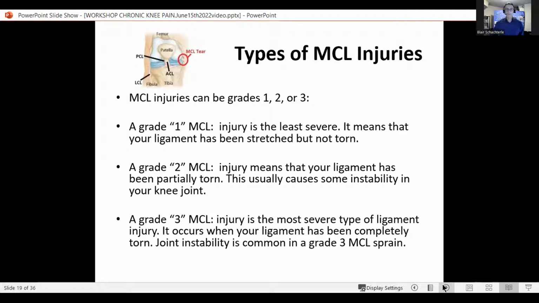There's different types of medial collateral ligament injuries. And so there's first degree, which is the least severe, which means the ligament has been irritated but not physically torn. Second degree, there's a partial tear of the tissue, which can cause some instability and looseness, a looser feeling in the knee. And then there's third degree, where there's a complete rupture.